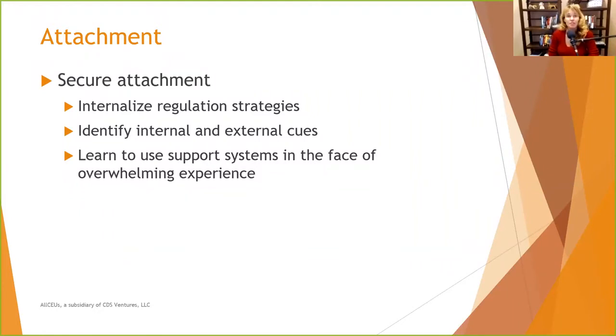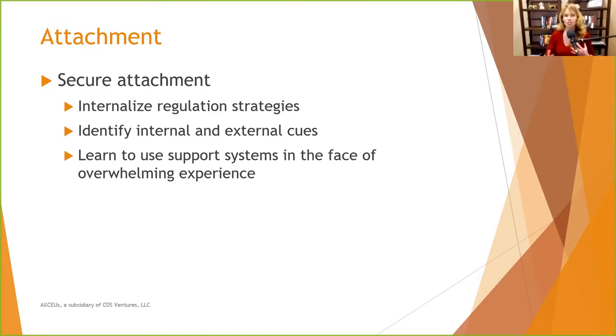We've got a lot of youth who are not securely attached. A securely attached person, whether it's a child or an adult, can internalize regulation strategies. They can identify internal cues. They can self-soothe. They can cope with life on life's terms pretty well. They can learn to use support systems in the face of overwhelming experience. They're able to reach out and establish relationships with other people, to ask for help and to provide help in return.